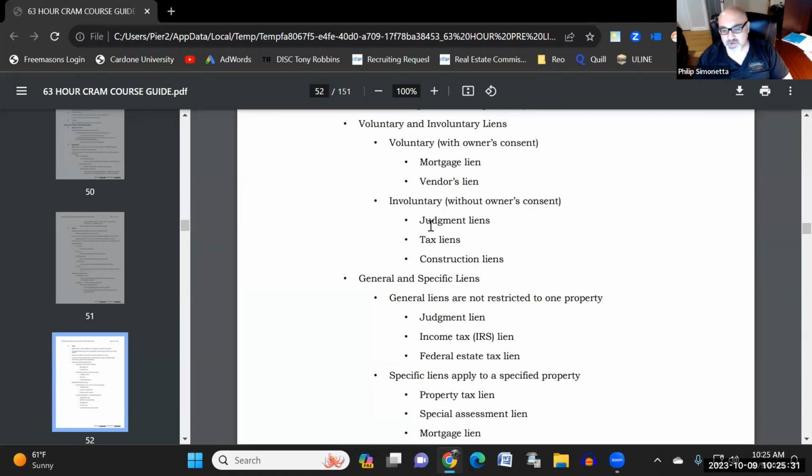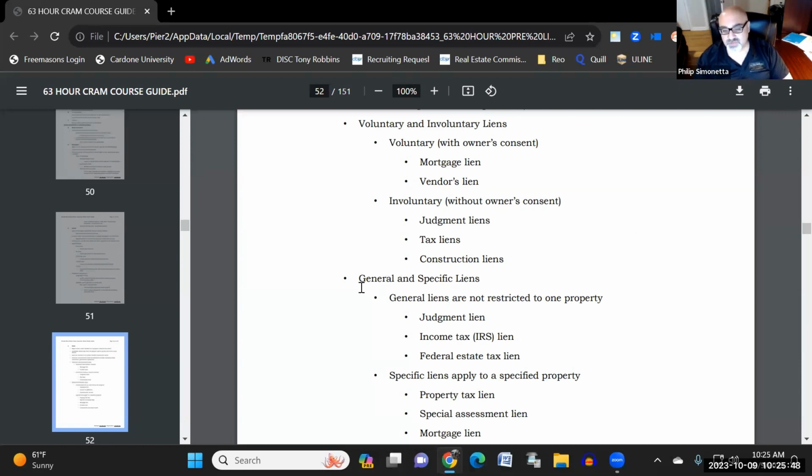And then involuntary is without the owner's consent. That would be like a judgment lien. That would be like a tax lien, or construction liens, like if you had an addition put on and didn't pay the guy. A mechanics lien and a construction lien are the same thing.